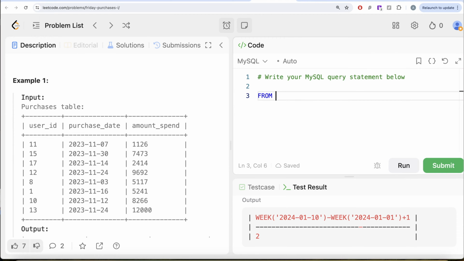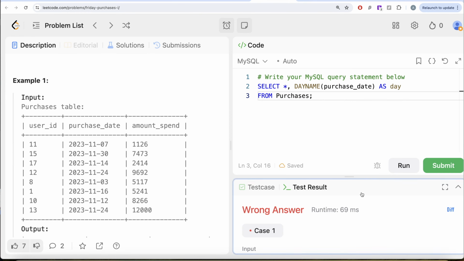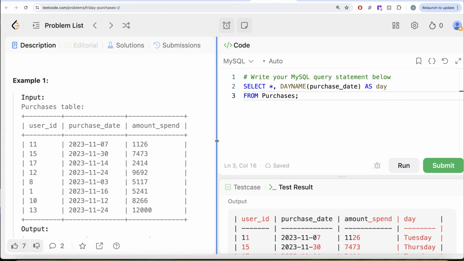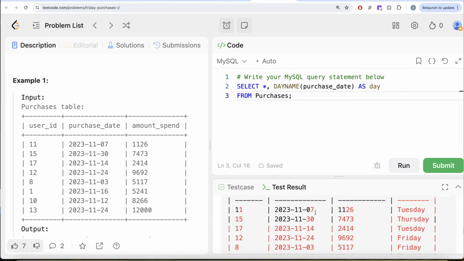So from this table called purchases, let us keep all the columns that we have currently. So select star and then use the day name function on the purchase date column to give us a particular day of the week. If I go ahead and run this, let's see what we get in our output. Let me just drag it to the left. So we now have which particular day these dates are.